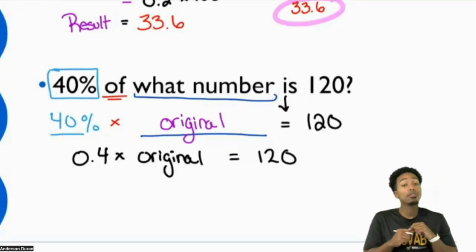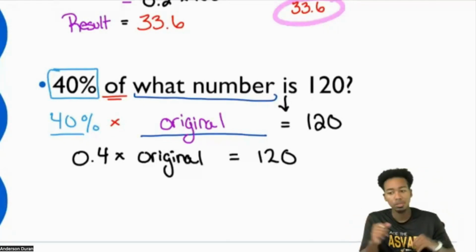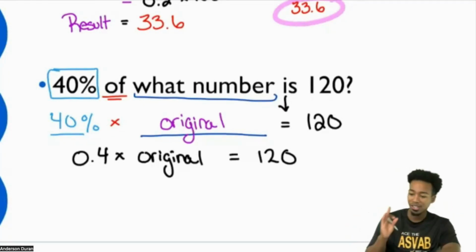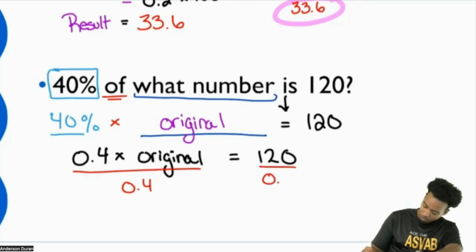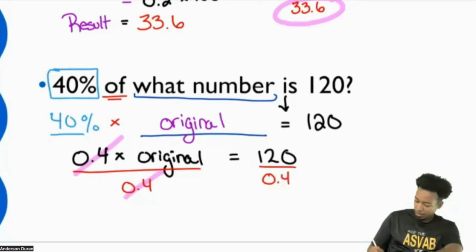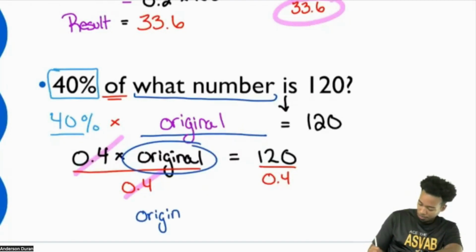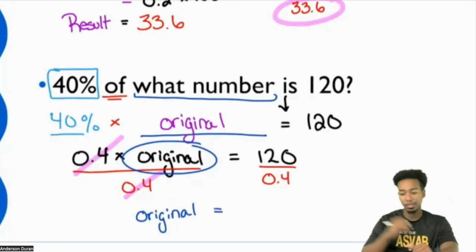Right, divide both sides by that 0.4. Divide both sides by that 0.4, and we are set. So here, what do we have? Divide this by 0.4, and there by 0.4. That's going to get eliminated, giving us, again, just the original number by itself. Original number equals blank, okay?